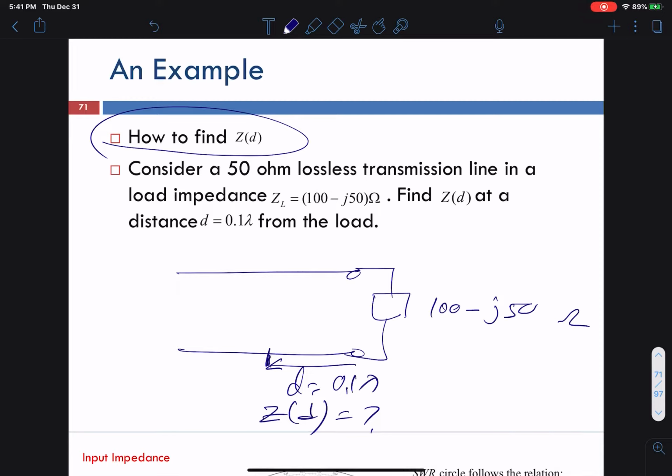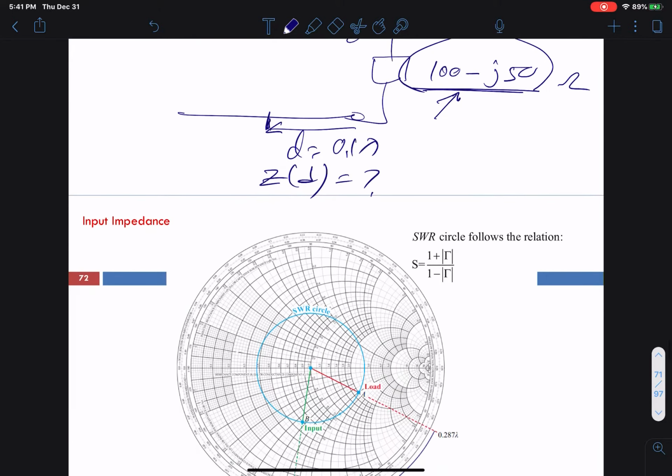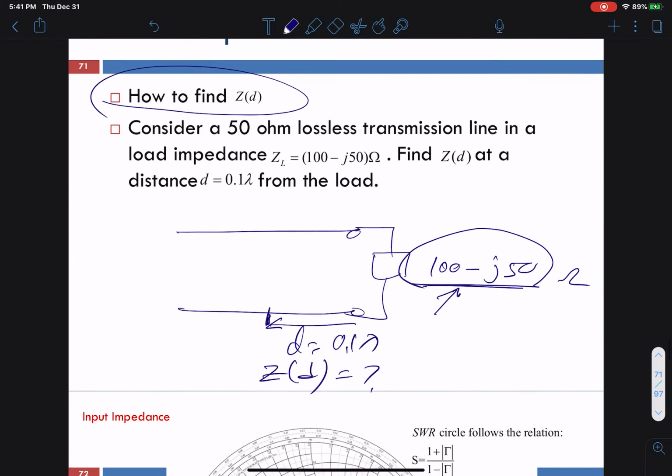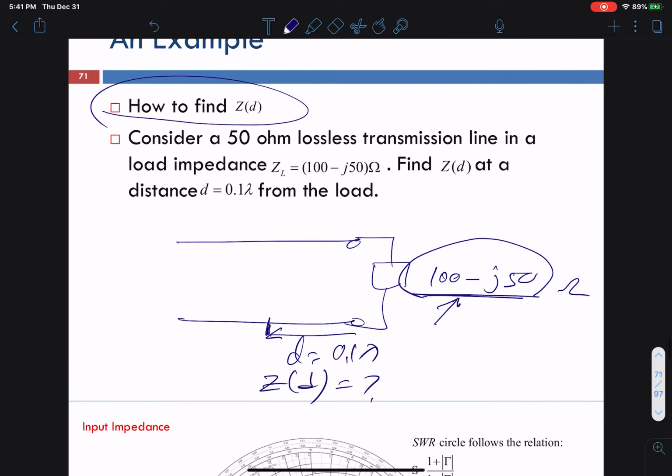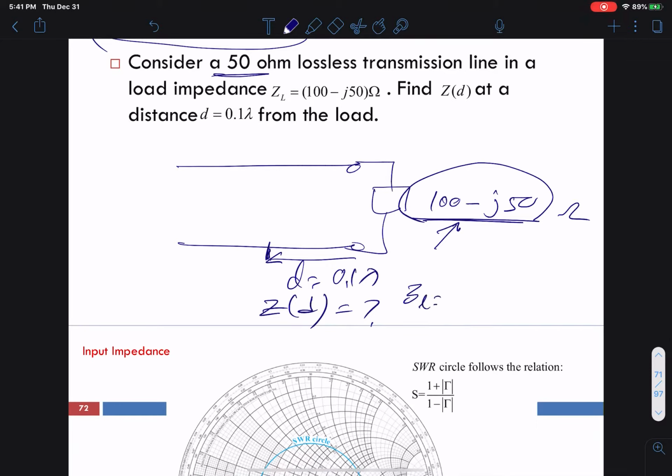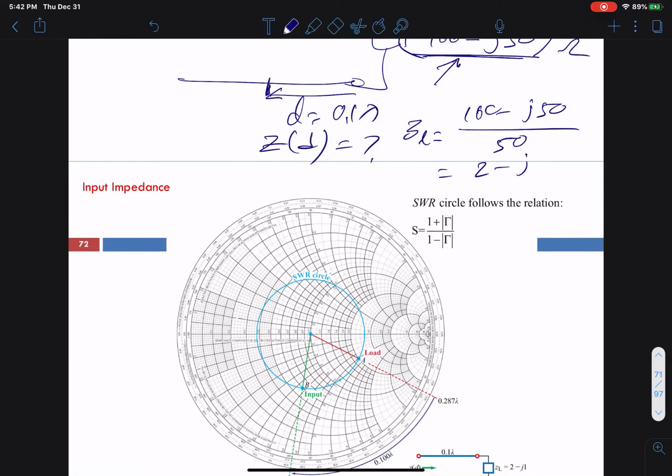So to do that, first thing first, I have to find the normalized value of this, and put it on the Smith chart. So let's find the normalized value of that. My Z0 is 50, so the normalized value would be 100 minus J50 over 50, so that will give you 2 minus J, right? 2 minus J. So let's put the 2 minus J.